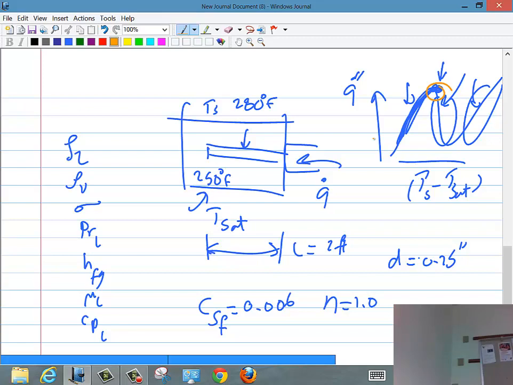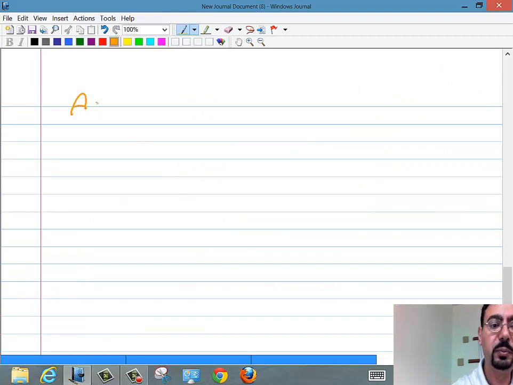Yes? So we're supposed to use nucleate boiling for the excess temperature anywhere from 5 to 30. So it's actually sharply 30. So you think we should go for nucleate boiling, right? Yeah, because it's within that range, right? So assume nucleate boiling.